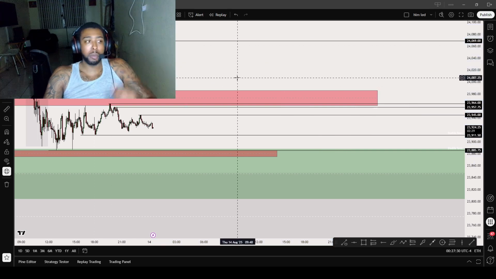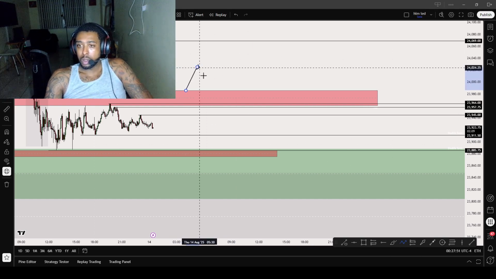Let's repeat it again. The market does four things at all times: it generates the liquidity, then it hunts the liquidity. After that, it rebalances to equilibrium, and then it rebalances to an inefficiency. The other thing the market does is the power of three, which is that it accumulates, manipulates, and distributes.